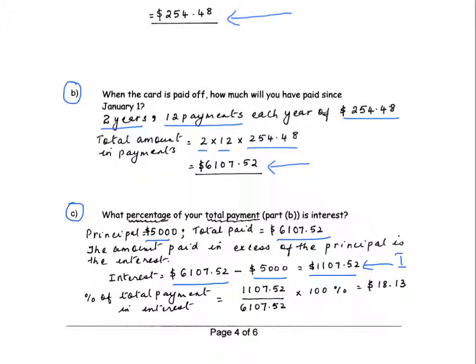Now we need to find the percent of our total payment, which is interest. So that is the interest over the total payment times 100%. So that would be 18.13% of what we paid, which is 18.13% of the $6,107.52 is the interest. So about 18% of the total amount we returned is interest. The rest is the principal.